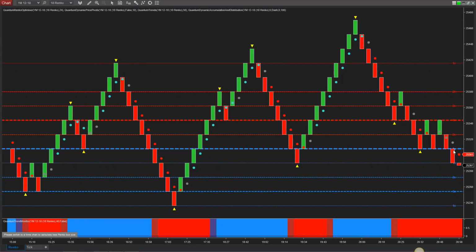18 index points is $90. So it may look inconsequential to pick up one or two or three of these bricks, but I can assure you, there's decent money there. And all I'm talking about here is the smallest contract, and one of them. That's it. If you're trading multiples, then clearly, it's a lot more than that.